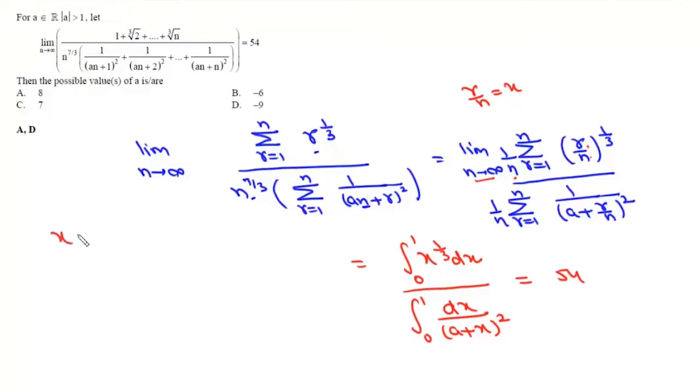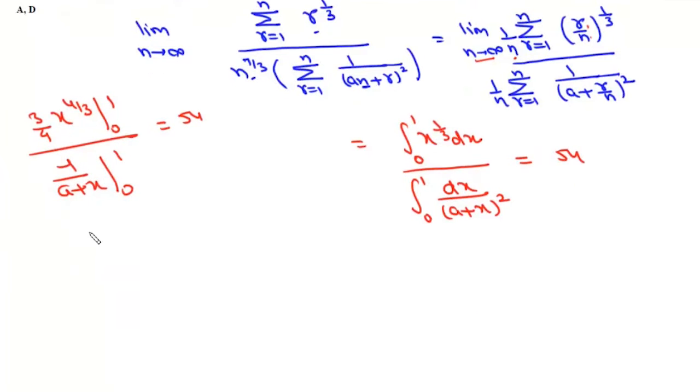Now it will be x to the power 4 by 3 into 3 by 4 from 0 to 1, and here it will be minus 1 upon (a plus x) from 0 to 1, and it is equal to 54. Now this is 3 by 4, and here it is 1 upon a minus 1 upon a plus 1, and it will be equal to 54.